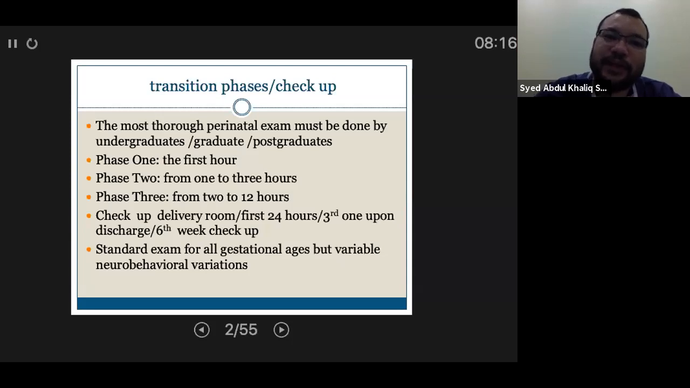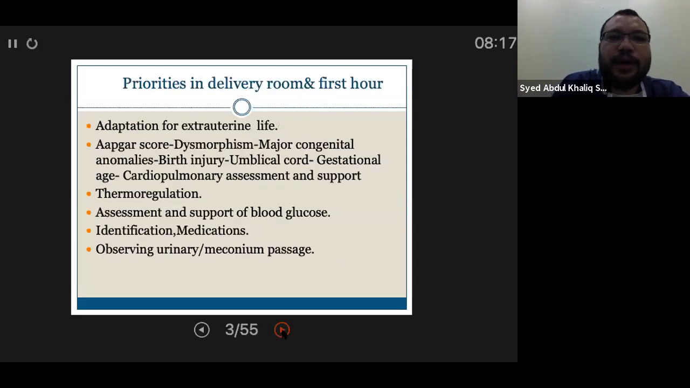And then another phase around 2 to 3 hours of life, where there are different findings, then phase 3 to 12 hours, and sometimes you will do examination at the first 24 hours, and sometimes before discharge, and you also assess the baby again at around 6 weeks or 8 weeks after discharge. In the delivery room and the first hour of life, the important thing is you need to look for the adaptation to extrauterine life, how the baby adapts from in utero to extrauterine life.